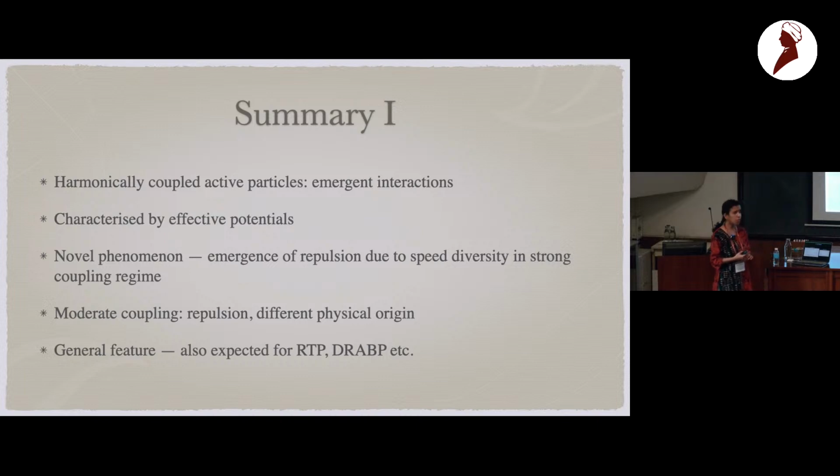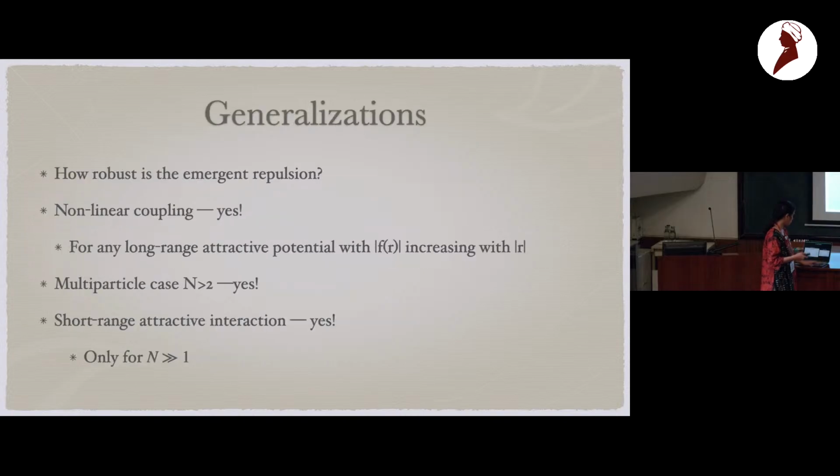So this is a generic feature. Although we used active Brownian particles, we expect that other particles like run and tumble or direction reversing active particles would also have the same behavior. Not active Ornstein-Uhlenbeck, because there the speed is not fixed, the speed is varying. But for particles where the self propulsion happens with a fixed speed, we expect this kind of thing to emerge.